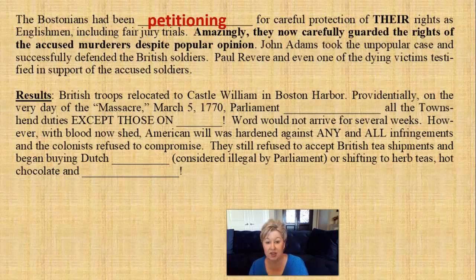Paul Revere will testify on their behalf, and even one of the dying victims will testify in support of the accused soldiers. Because again, this says volumes about what they stood for and the principles that they were willing to defend, even when it didn't necessarily work to their benefit.